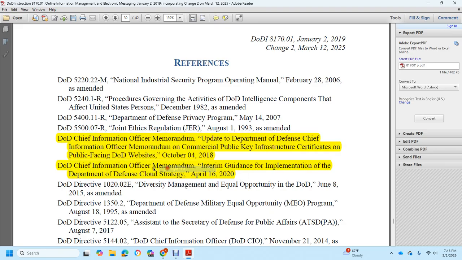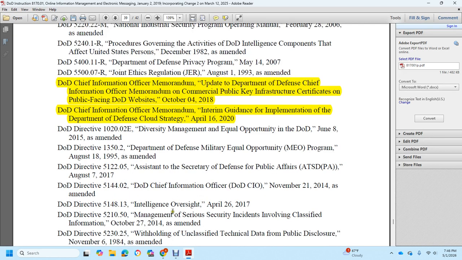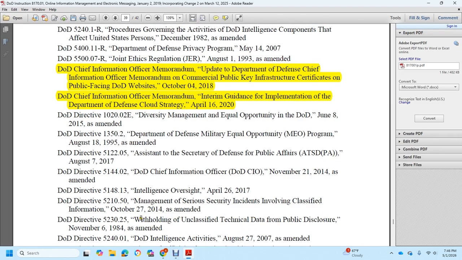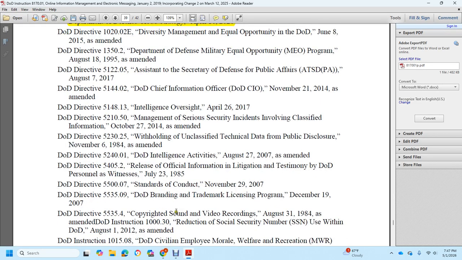And Cloud Strategy. These changes, Chief Financial Officer, Interim Guidance for Implementation, Department of Defense Cloud Strategy, Diversity Management, Equal Opportunity, Department of Defense Military Equal Opportunity Program, Assistant Secretary of Defense for Public Affairs, Department of Defense Chief Information Officer, Intelligence Oversight, Management of Serious Security Incidents Involving Classified Information, withholding of unclassified technical data, public disclosure, DoD intelligence activities, releasing official information in litigation, testimony of DoD personnel as witnesses, standards of conduct, DoD branding, trademark licensing program, copyrighted sound and video recordings, reduction of social security number use within the DoD.